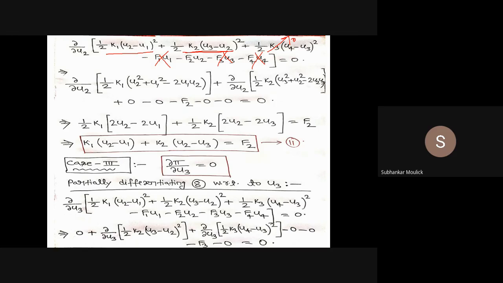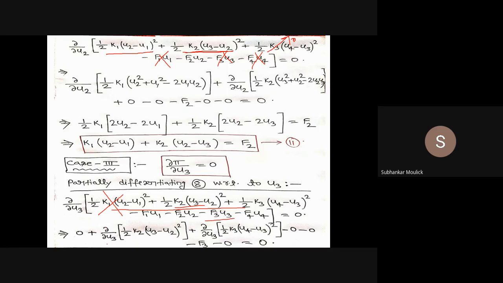Next is, so for the third element, del pi by del u3 equal to 0. For the third node, del pi by del u3 equal to 0. That is del by del u3 of pi. That means partial differentiation of this term is 0. There is no u3. Partial differentiation of this term is possible, but before that I have to expand it.